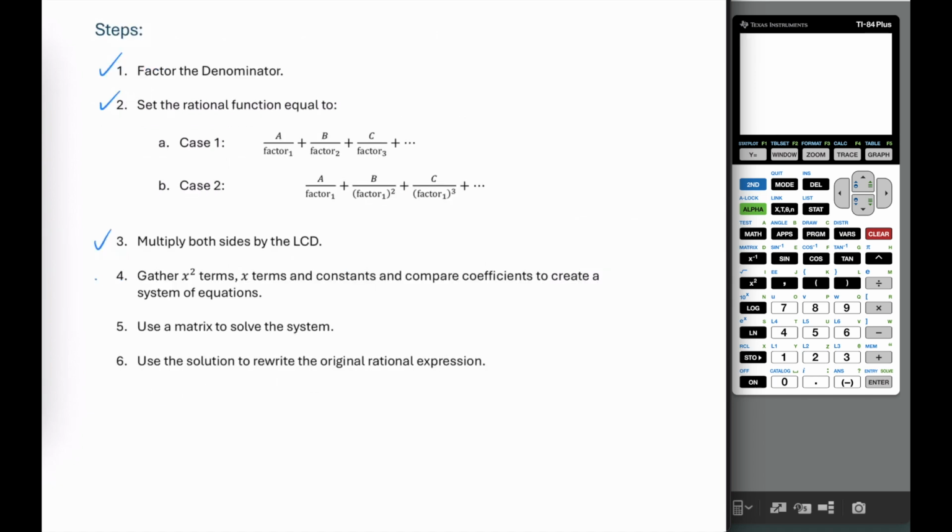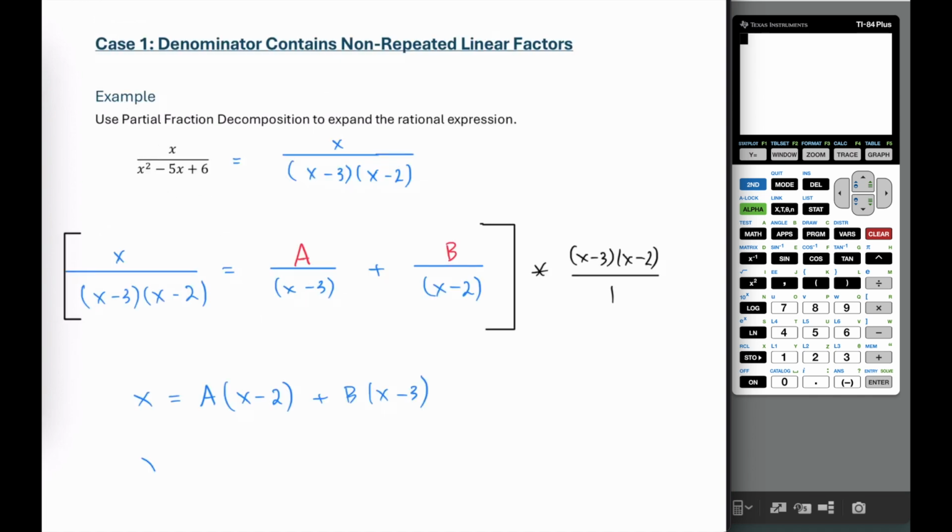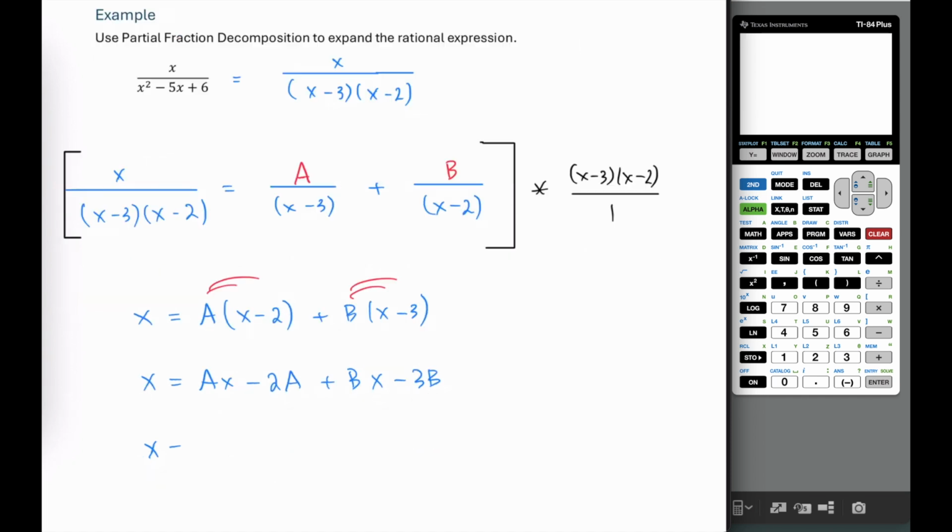The next step is that we want to rearrange our terms so that we get all of our x squared terms together, our x terms together, and our constants together. So in order to do that, let's distribute our A into the parentheses and our B into the parentheses. So we'll get A times x minus 2 times A plus B times x minus 3 times B. We were also told to get our like terms together, so let's put our Ax term and our Bx terms together. And then we'll write negative 2A minus 3B after that.